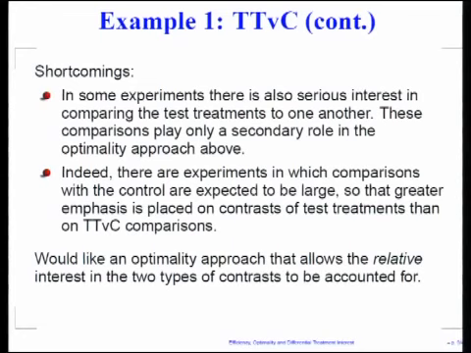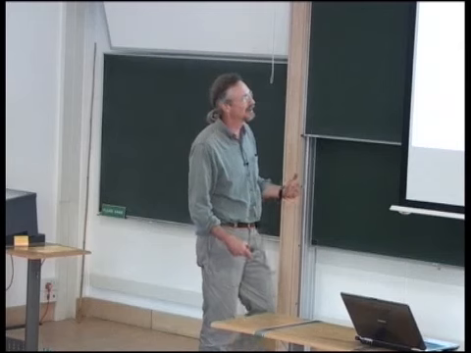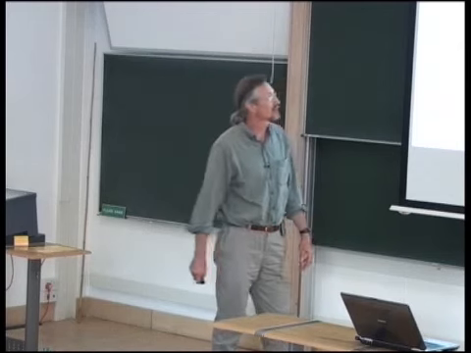So we'd like an optimality approach that allows for the relative interest in the two types of contrast to be accounted for. Okay? That's our first example. Here's the second one. It's kind of an example, kind of a suggestion of where to go. I call this selective replication.